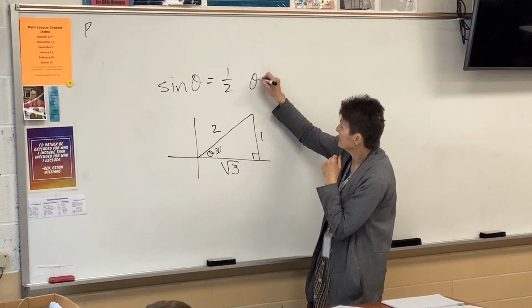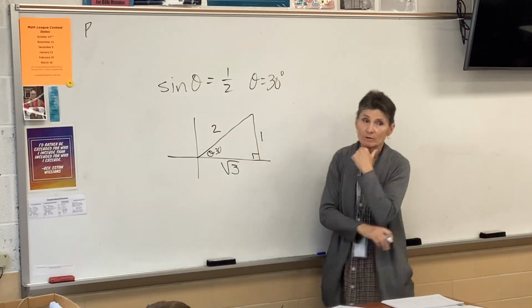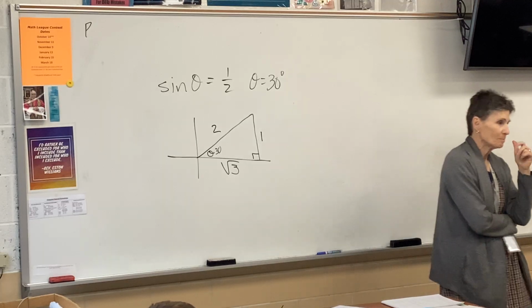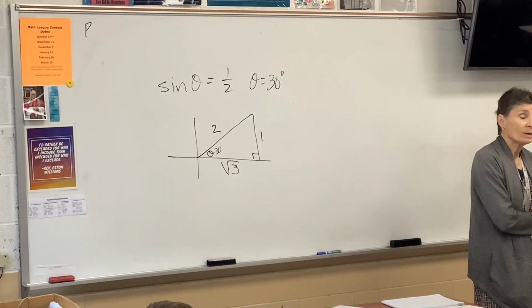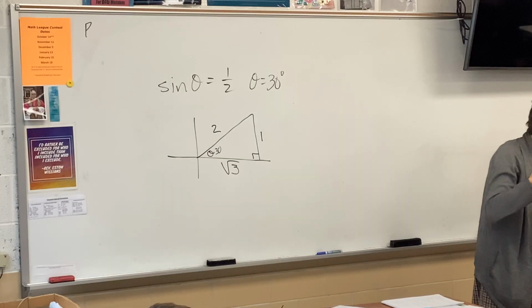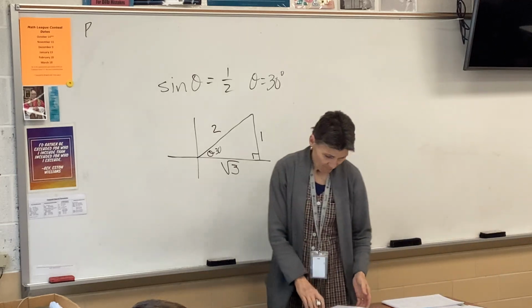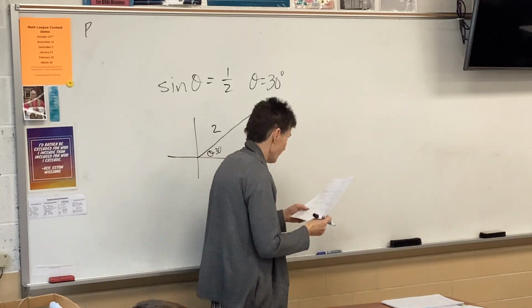So what does theta equal? Theta equals 30 degrees. We are doing what we did yesterday backwards. Oh, we just really need to memorize it. What does our green sheet say at the top? Memorize. If you know that one is across from 30, then you're home free. All right, letter B.